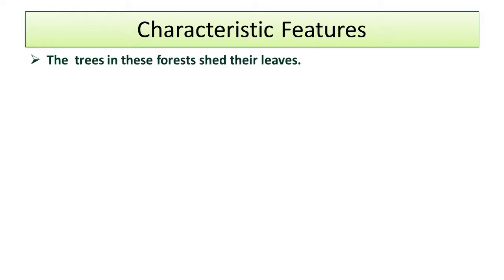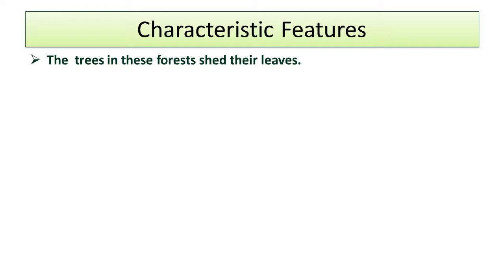The trees in these forests shed their leaves. The trees in the moist deciduous forest normally shed their leaves for 6 to 8 weeks during the spring and the early summer when the shortage of water is acute. Further, the subsoil water is not enough for the trees to keep their leaves all the year around.